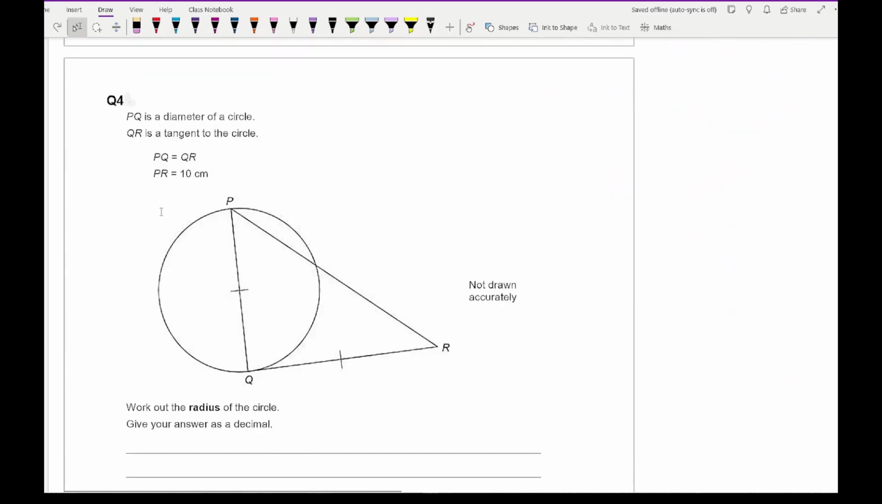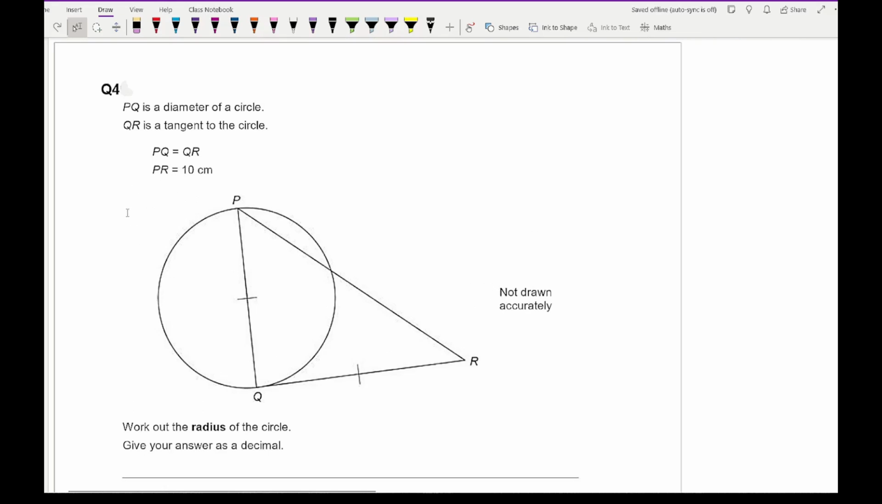Moving on to question 4, which says that PQ is the diameter of a circle and QR is the tangent to the circle. Work out the radius of the circle. And we know that PQ is equal to QR and PR equals 10 centimetres. So let's have a look at what we know. We know that we've got an isosceles triangle. We also know that this angle here is going to be a right angle because the radius and a tangent meet at 90 degrees. We know that this is 10.